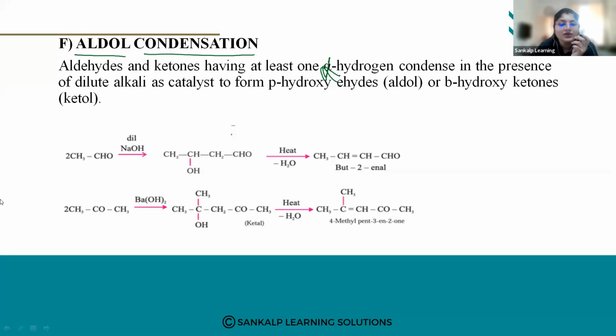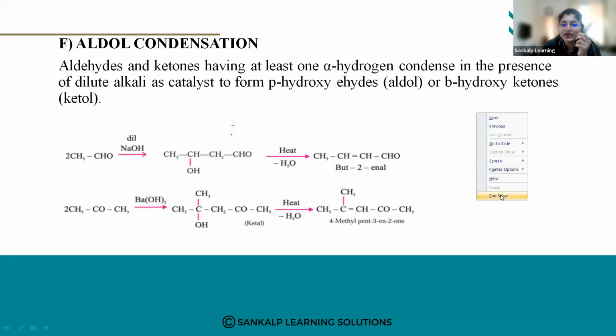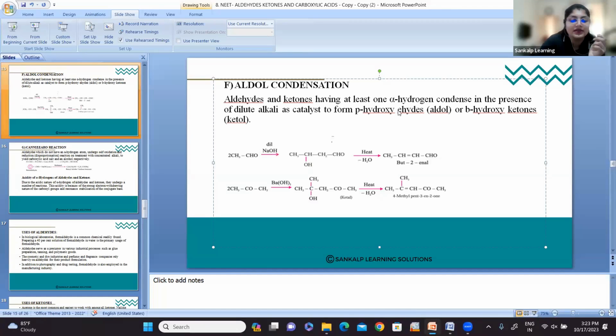So aldehydes and ketones having at least one alpha hydrogen. Now I'll explain what you mean by alpha hydrogen. It condenses in the presence of dilute alkali. We have taken a dilute alkali here as a catalyst to form beta-hydroxy aldehydes, aldols, or beta-hydroxy ketones. Just a spelling mistake, I'll correct it. Beta-hydroxy aldehydes or beta-hydroxy ketones.